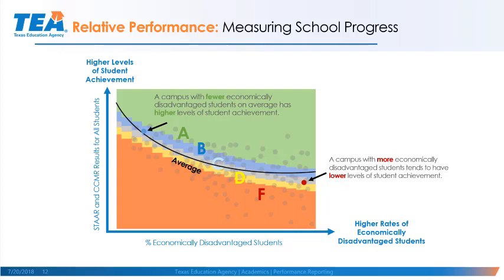Using 2017 modeling data, an average line was determined, and A through F cut points were established. These cut points will remain stable for 5 years. To calculate the relative performance score, the district's or campus's percentage of economically disadvantaged students and the student achievement components are mapped. Where the district or campus falls in relation to the cut points determines their final relative performance outcome.